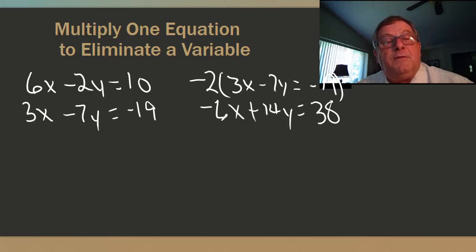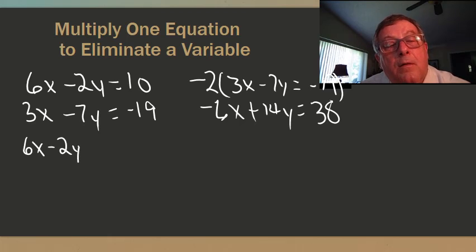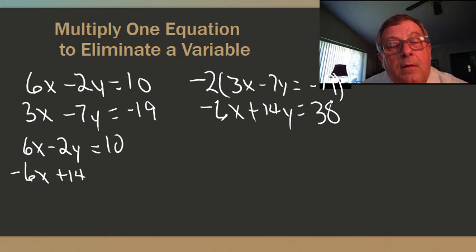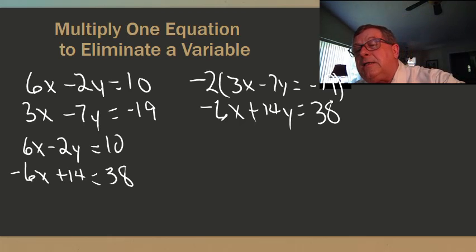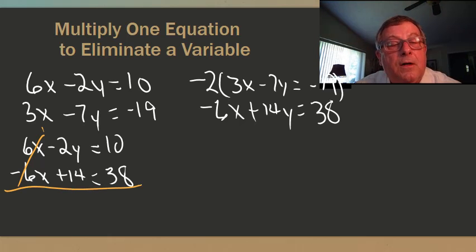All right, now let's see if we can eliminate. So now I've got the first equation, 6x minus 2y equals 10. And my second equation, after multiplying everything by negative 2, gives me negative 6x plus 14y equals 38. Okay, so 6x and negative 6x, that's going to cancel, and that's going to leave me with negative 2y. Oh, I forgot my y here with the 14.